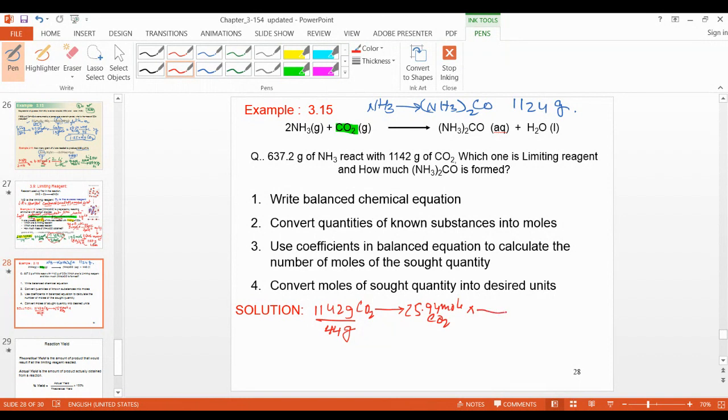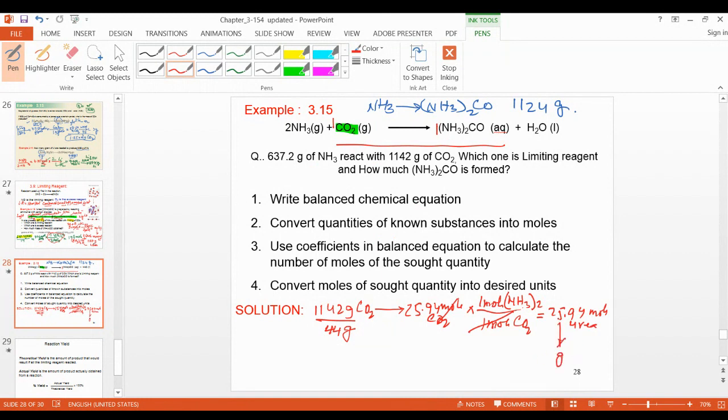And now again the same, this is the step, very important. This step you will get from the chemical equation. What is the ratio? This is 1 mole, and this is also 1 mole, right? So you will write 1 mole of carbon dioxide on the bottom, and 1 mole of urea on the top, because we have to determine urea. So now this cancels, and you will get 25.94 mole of urea, same, change into mass.